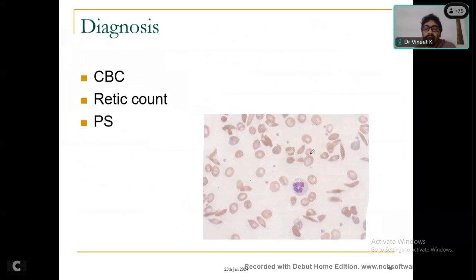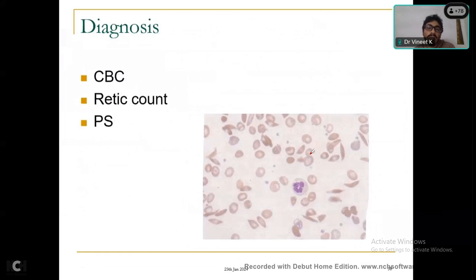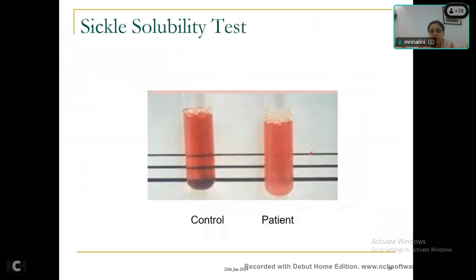I would think in terms of sickle cell anemia, but I'm not sure whether it's a trait or a homozygous state. Okay. Does the history of abdominal pain help you? Yes, ma'am. It pushes me in the direction of a homozygous state because abdominal pain can be caused by vaso-occlusive crisis, which can cause ischemia in the organs. But you can't be sure about it. Okay.